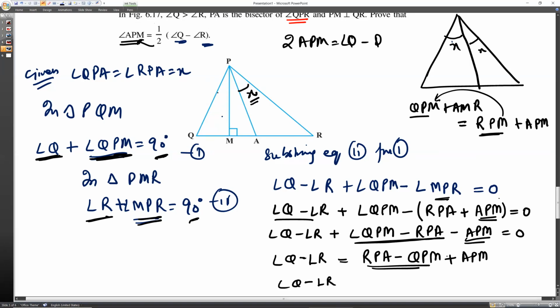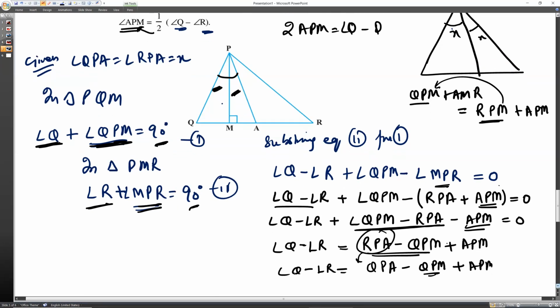This is equal to X, and this is also equal to X. So actually, indirectly, we can write QPA in place of RPA, because RPA is X. So this is also X. This is the angle bisector. So in place of RPA, you can write QPA. QPA minus QPM, plus APM. So when you subtract QPA minus QPM, this portion, you will get this only.